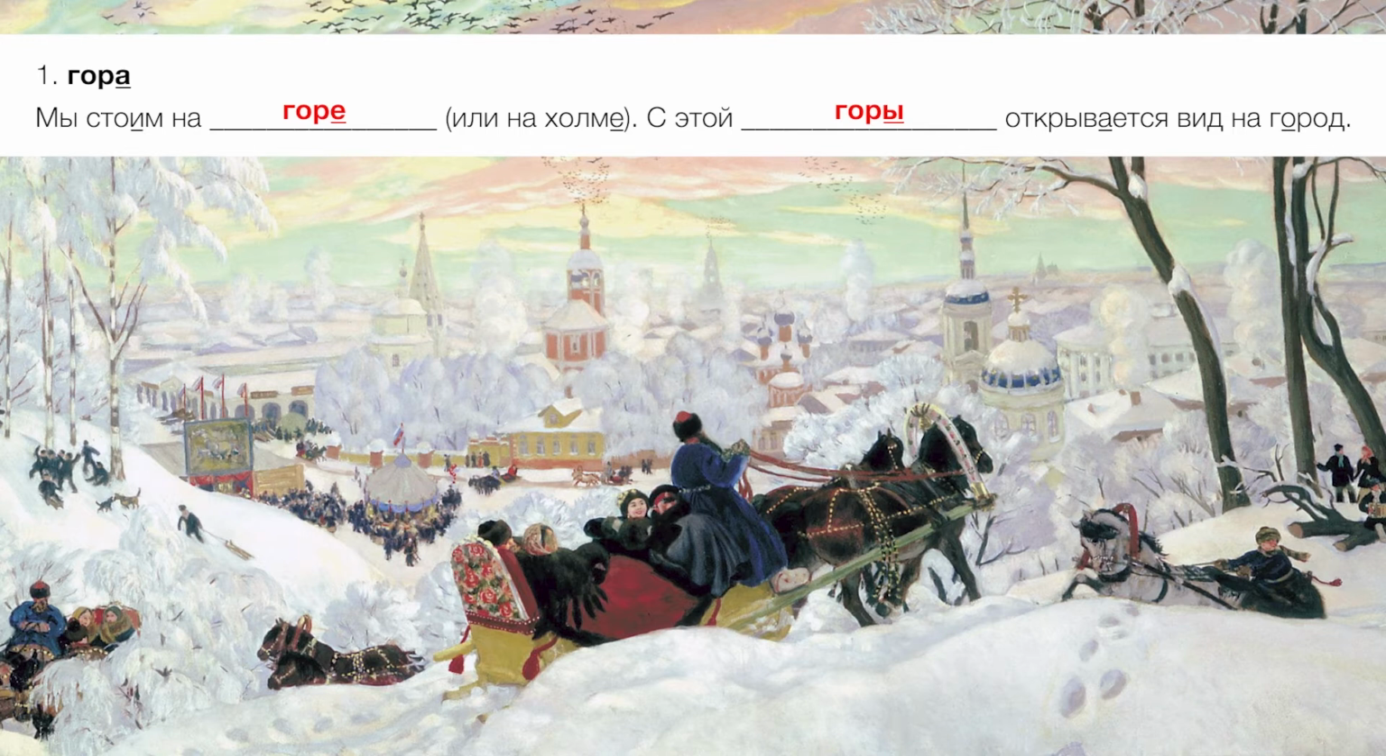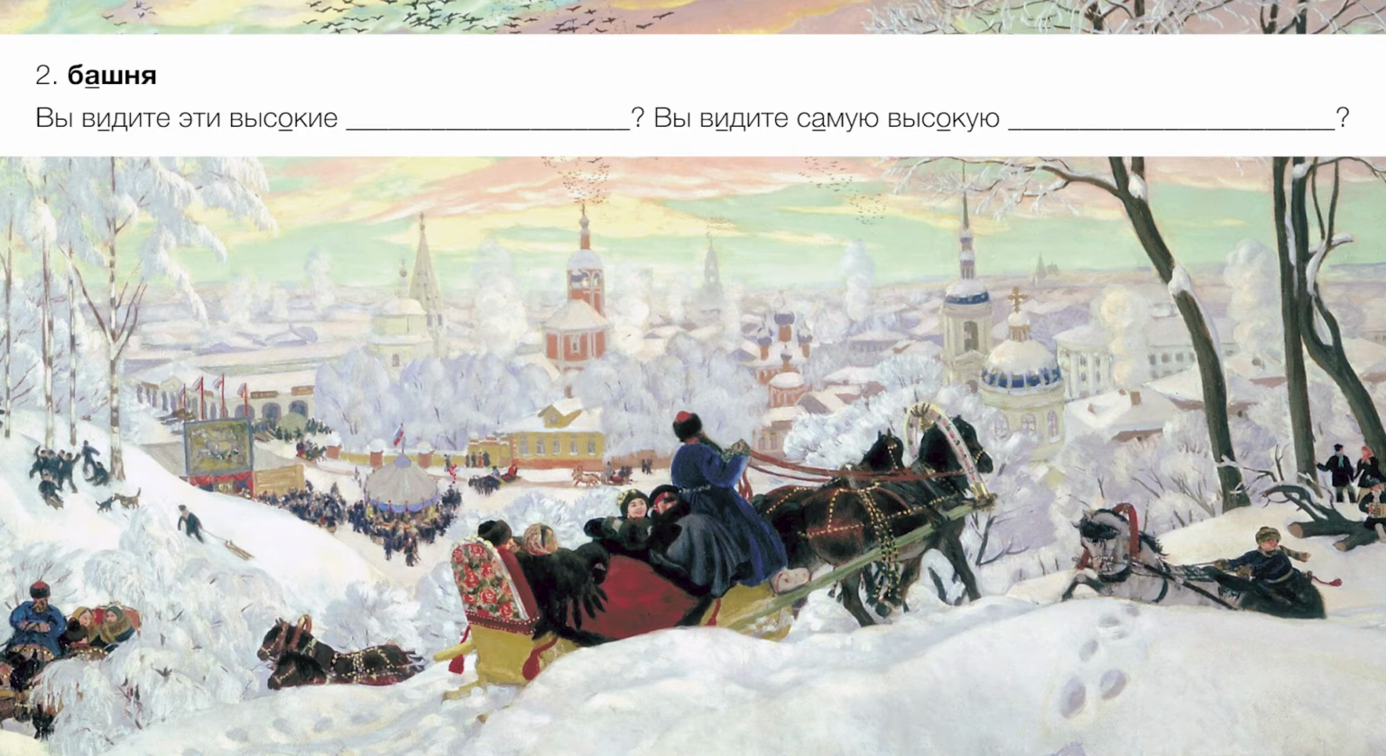Dva, bashnya. Okay, a soft feminine, a tower. Do you see these tall towers? Вы видите эти высокие башни? Accusative plural. Do you see the tallest tower? Accusative singular. Вы видите самую высокую башню? Remember the rule for feminines in the accusative: a becomes u, ya becomes you. Very simple.